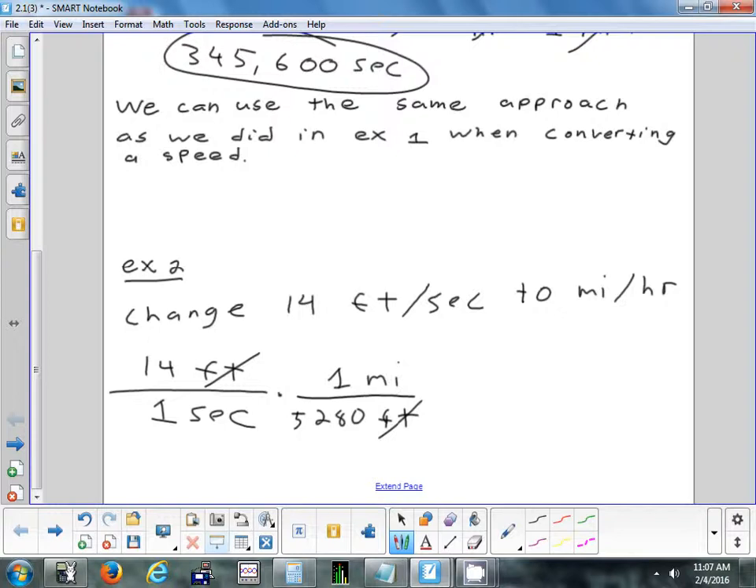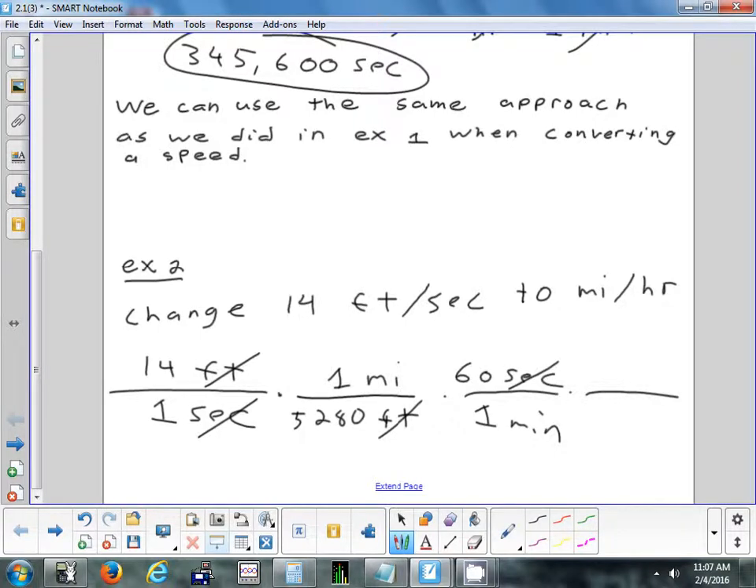So I've got the miles, but now I have to change seconds to hours, and we're going to use the conversions we did in example 1. We know there's 60 seconds in a minute. Do you want seconds in the top or the bottom? Top, we want to cancel it out. 60 seconds per 1 minute. Now if we stop here, we have a speed in miles per minute. We've got to go one more step.